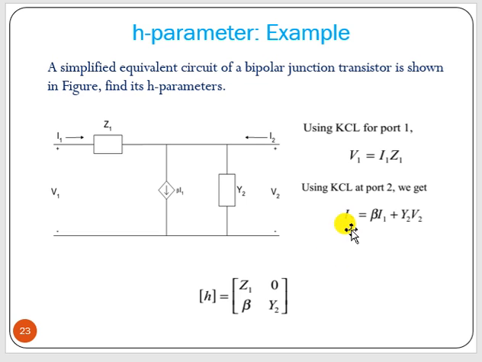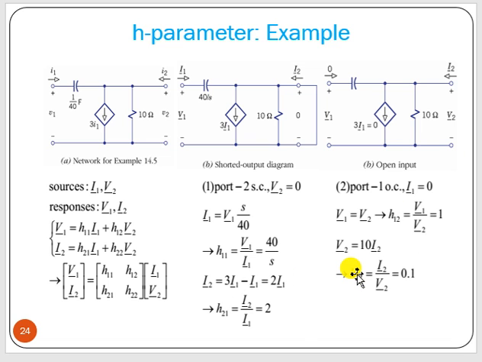Now, H parameter of a BJT, so say this is Z1, beta I1 and Y2. Here we can write that V1 equal to I1 Z1, and I2 equal to the summation of these two currents, beta I1 plus Y2 V2. So we can find out the H parameter values directly. Here there is nothing, so it is 0. The same problem that we did for the Y parameter, we can solve by H parameter also.